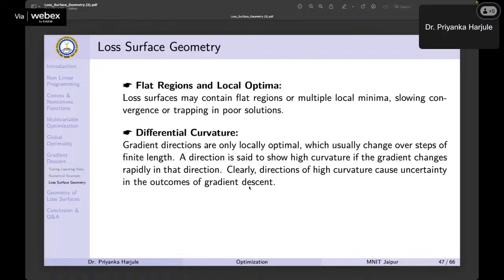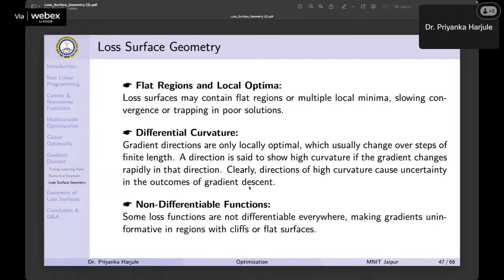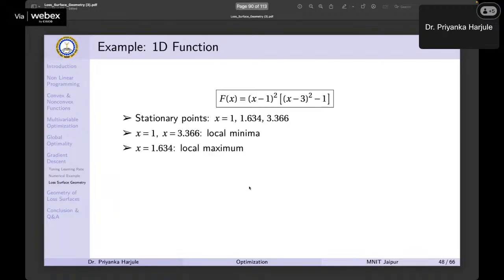of high curvature. Okay, so the differential curvature is also important to be studied when we are looking at the loss surface geometry. Then we may also encounter non-differentiable loss functions, which will be very challenging in order to find the gradients. And in this case, the gradients may not give you any information in the regions that are non-differentiable, like regions having cliffs or valleys, that is, a sudden drop. Okay, so we will see this one by one now.